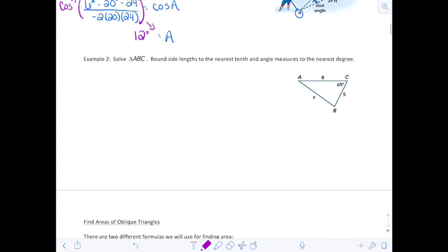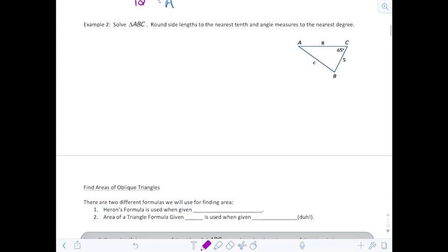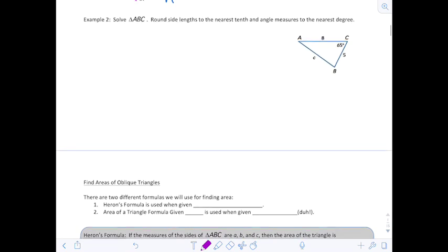So, the next example, we're going to solve for all three angles and all three sides. We're going to round the side lengths to the nearest tenth and the angle measures to the nearest degree, and that's typically what we're going to do. If we look at what we have, the information given is a side, an angle, and a side. So we have the 8, the 65, and the 5, two sides and the included angle. So with this, we can use the law of cosines.